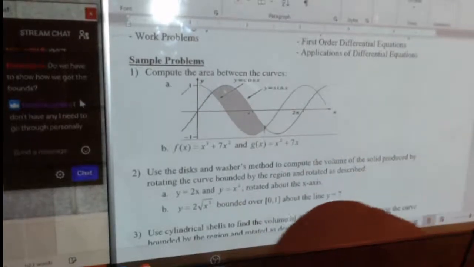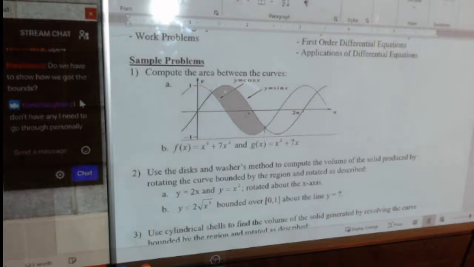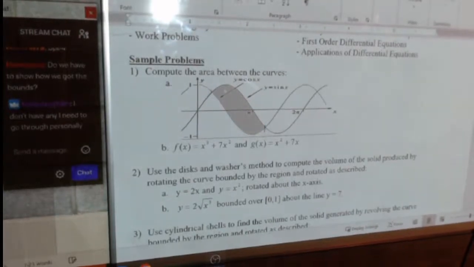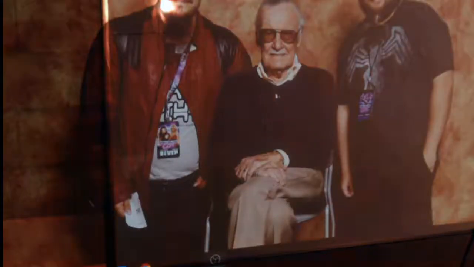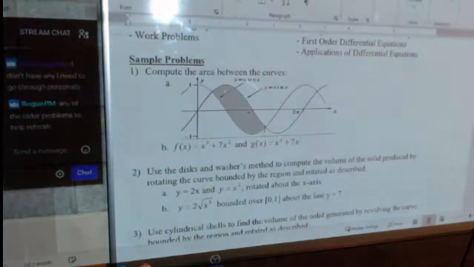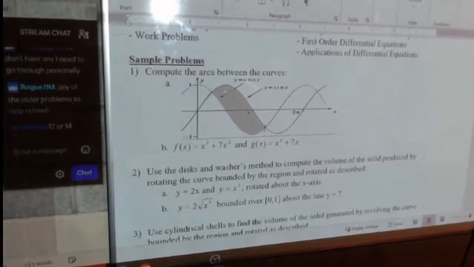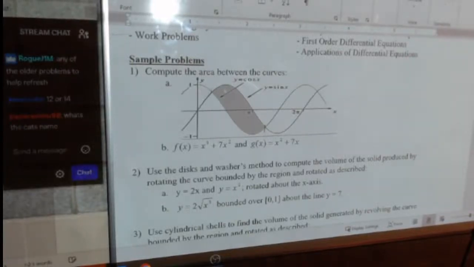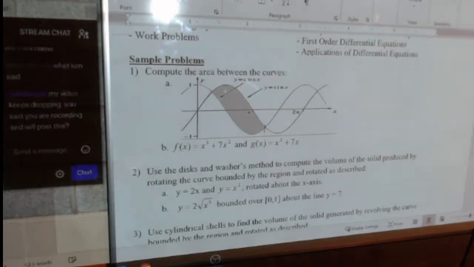Cat has returned. I have to be a little more specific by the older problems. A lot of them are old to you now. It's been quite a while. $12 or $14, okay. You guys are awfully worried about what my cat is.